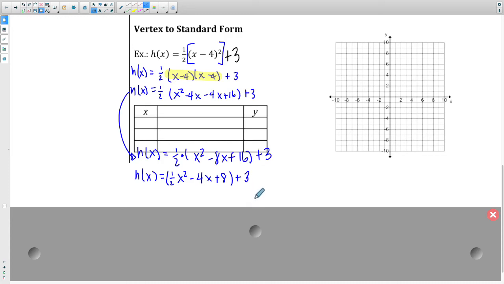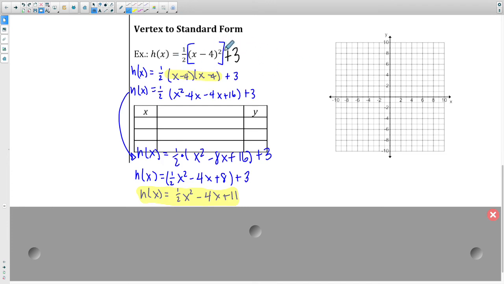Now PEMDAS says at the very end, let's add and subtract. So now I'm going to put that 8 plus 3. All right, so now I get this as my final answer, 1/2 x squared minus 4x plus 11, because I put my 8 and 3 together to get 11. All right, what did this gain us? Well, let's look at a couple things on the graph.